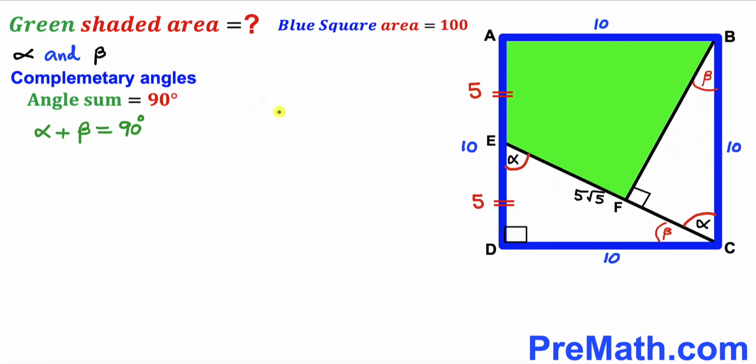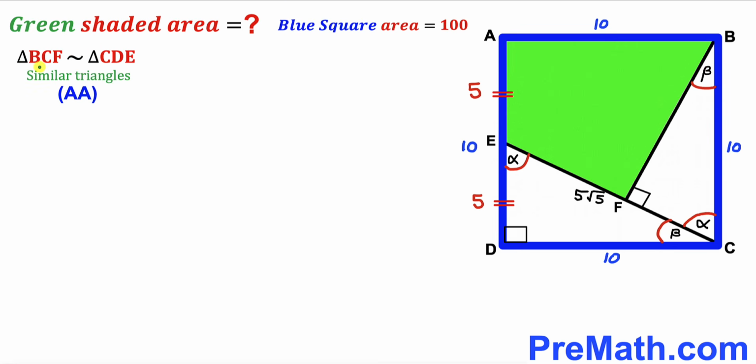So we conclude that these two right triangles, triangle BCF and the other triangle CDE, are similar triangles according to the angle-angle similarity theorem. And since these are two similar triangles, we are going to have a proportion, and we are going to look for these angles, 90 degrees and alpha, likewise 90 degrees and alpha as well.